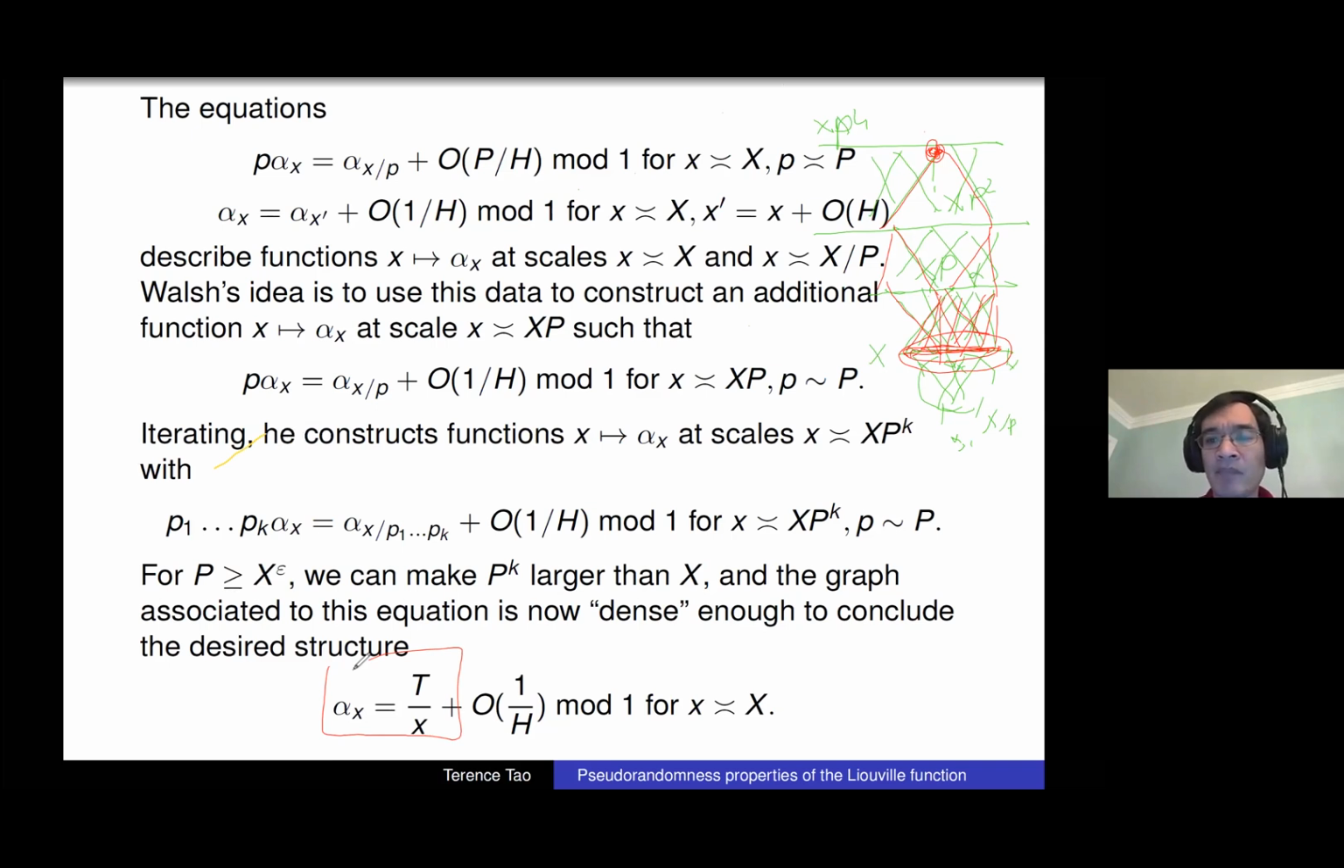So this is the main idea, and the key step is this extrapolation, just to extrapolate the data one step. And you can see that this is why, by the way, you need a condition like this, so that you can do this in some bounded number of steps.